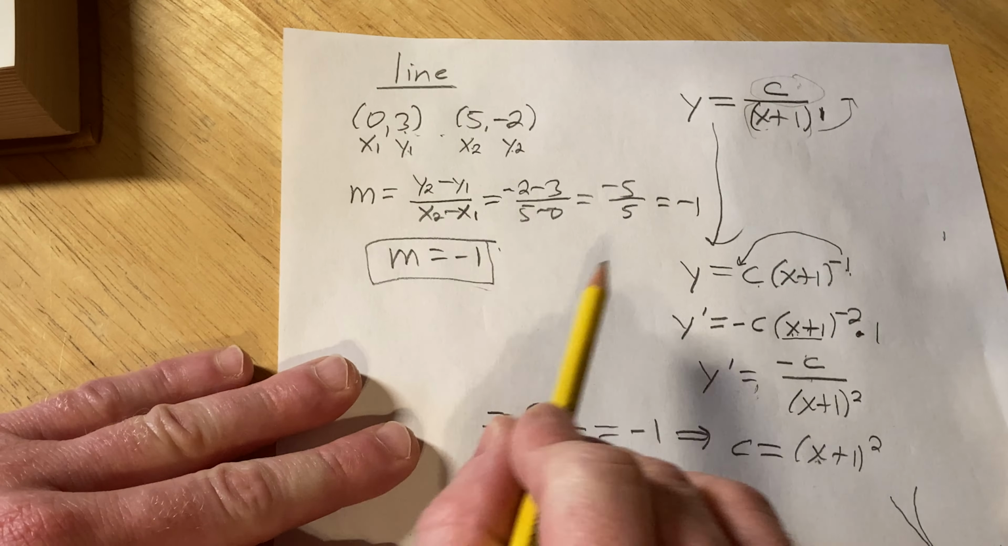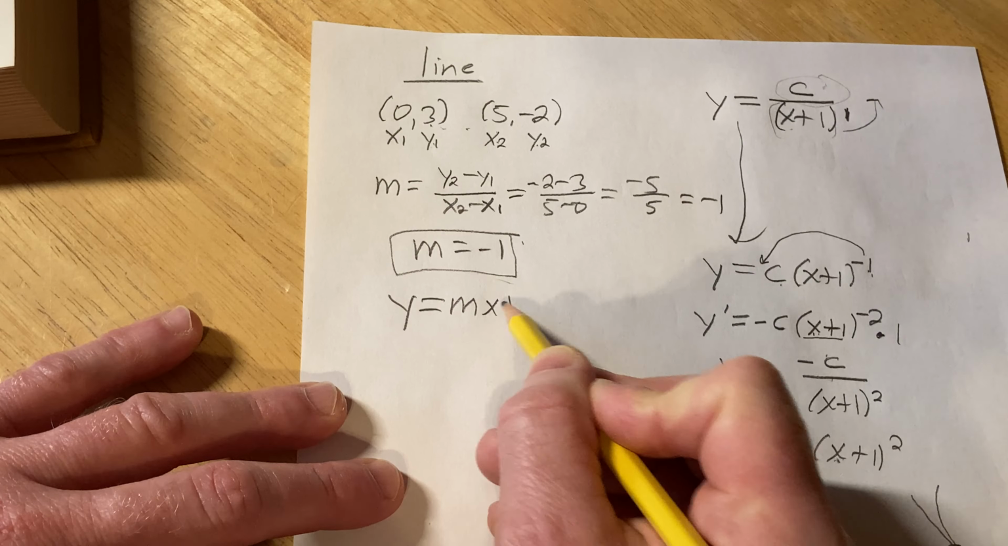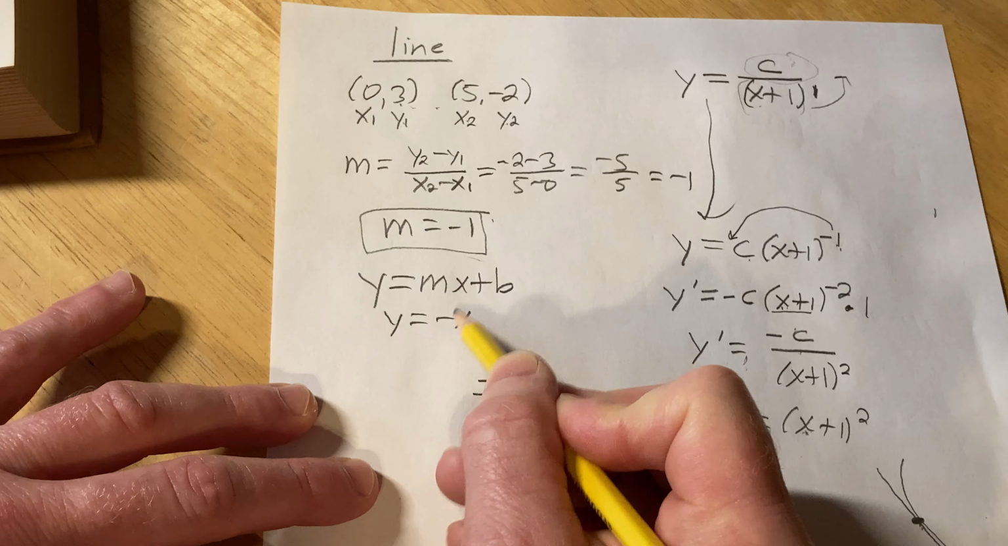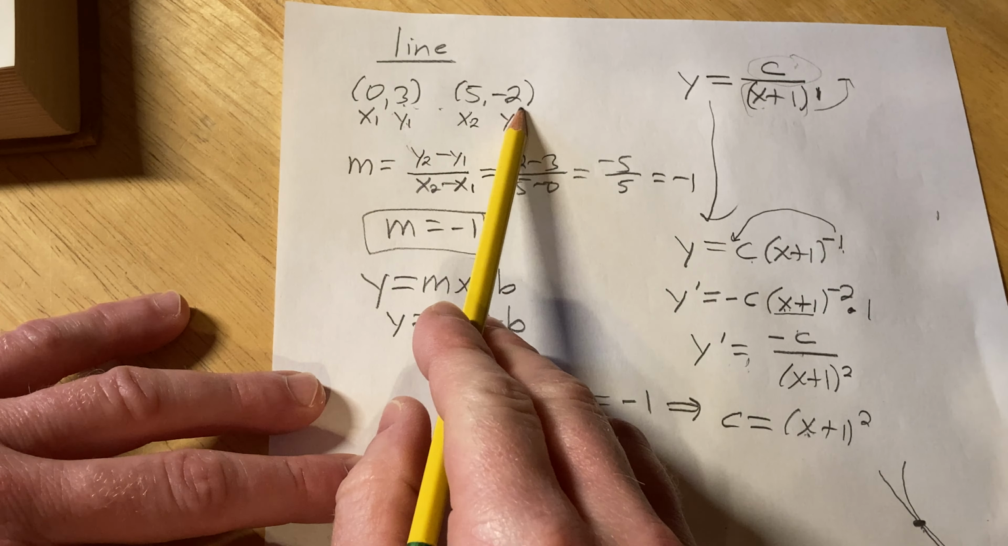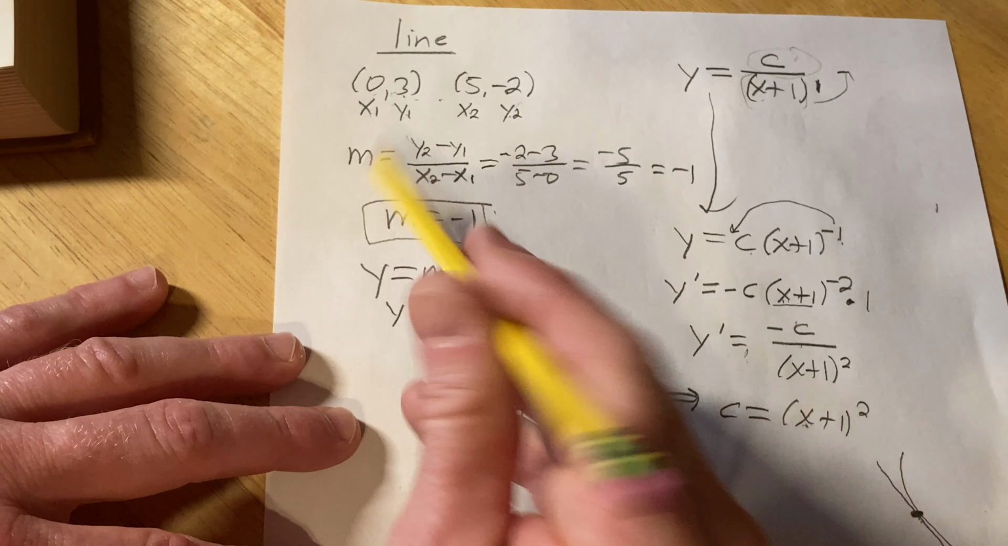So the line has this slope. Let's use y equals mx plus b. And now what we can do is plug in the slope. So y equals negative x plus b. And now you can pick any point you like. You can use this one or this one. I think this one's an easier choice because it's 0. So let's use this one.